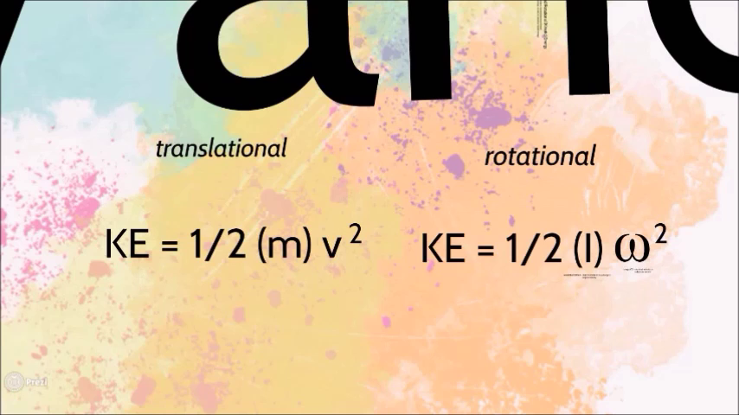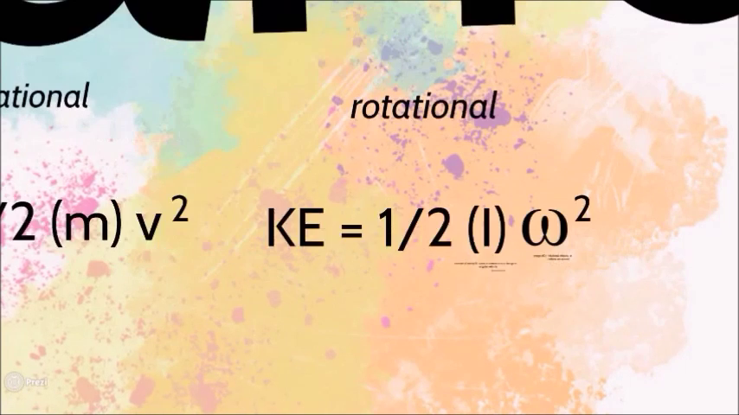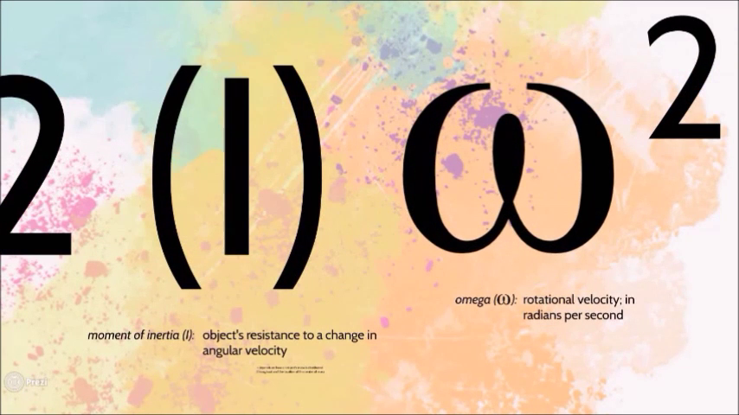can convert this equation into the rotational kinetic energy equation, which is 1/2 I times omega squared, where the I stands for moment of inertia, or the tendency of an object to resist a change in angular velocity, and the omega stands for angular velocity, which is measured in radians per second.